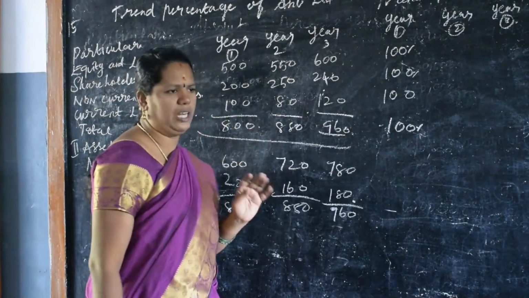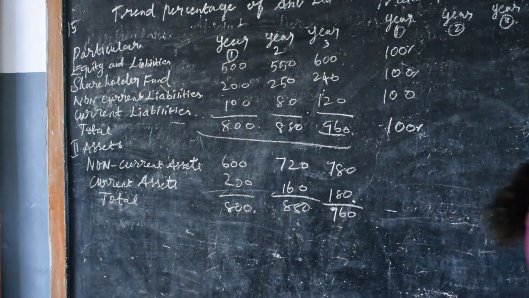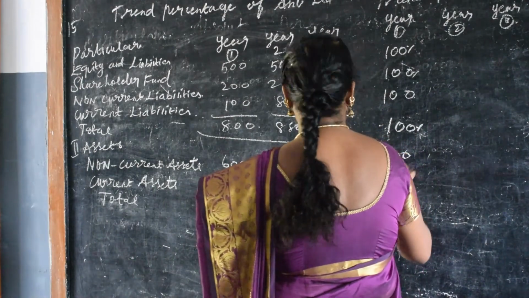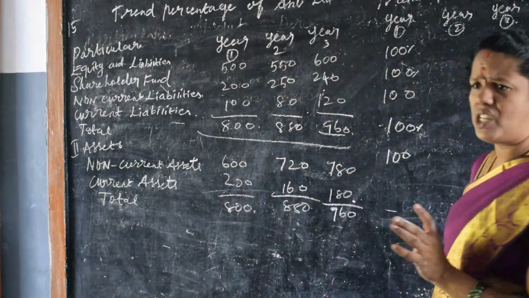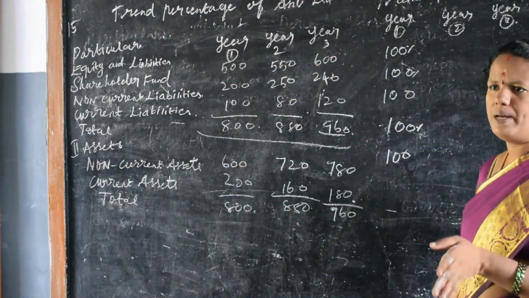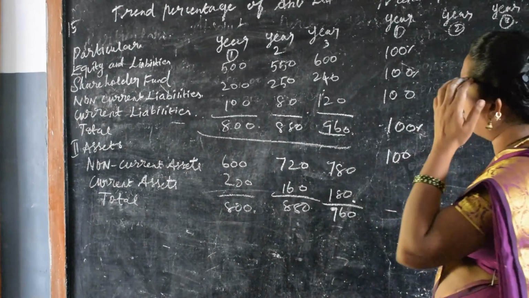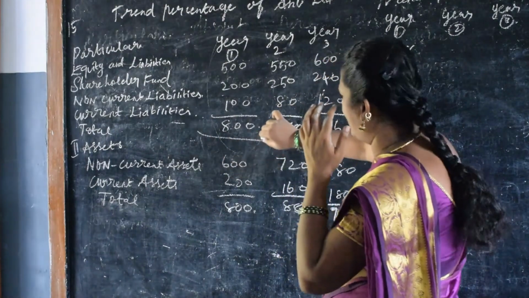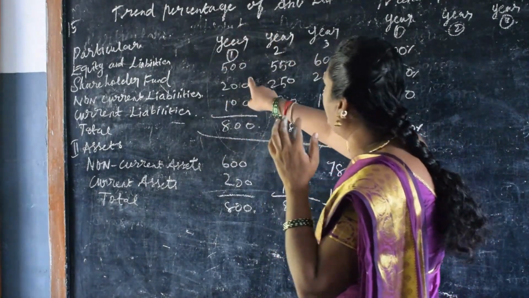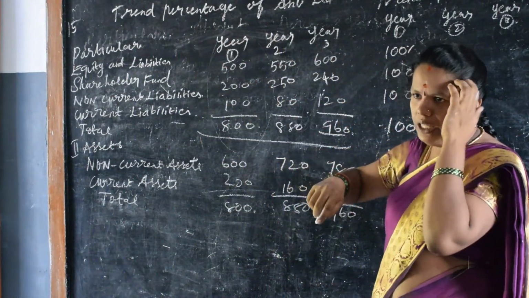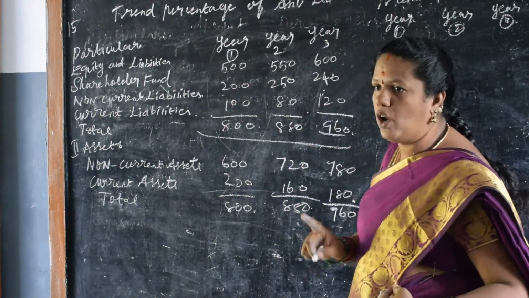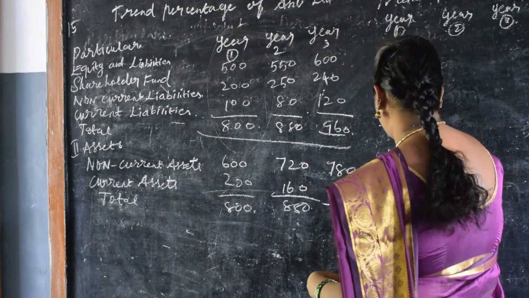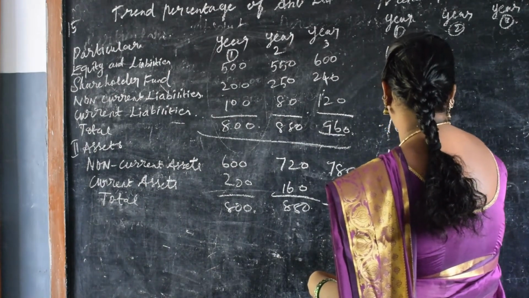Okay, the first year, year 1, always has the same value. The numerator and the denominator are the same. In the trend percentage, there is no common size or comparative. Here, the base year is this one only. For all the years, the denominator is this. For all the years, you should take the year 1 only. So everything is 100 percentage, and 960 by 960 is 100 percentage.